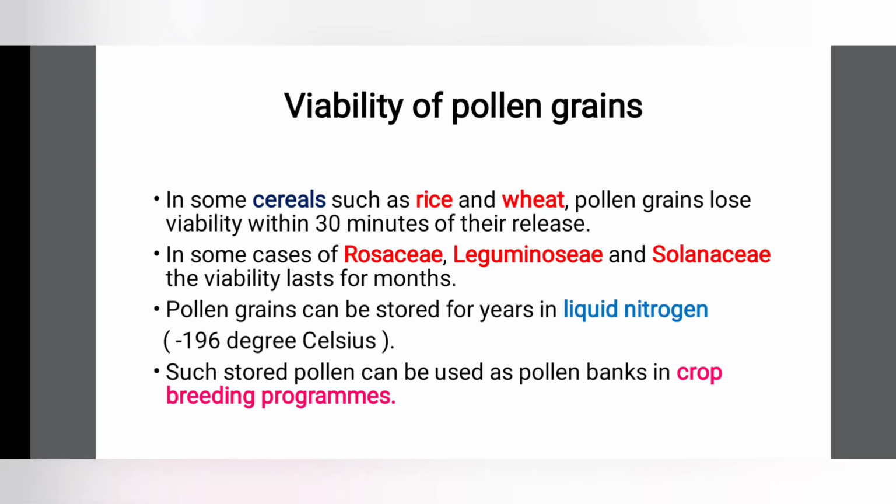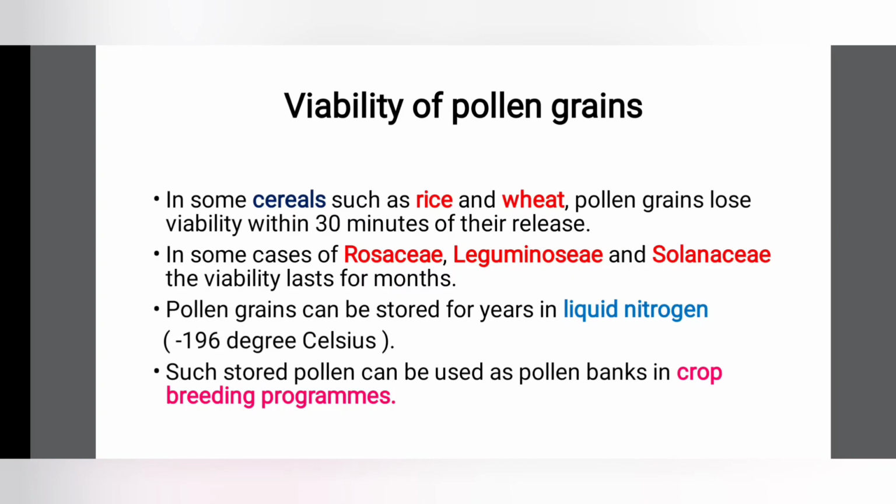Viability of pollen grains. What is meant by the term viability? The capacity of a pollen grain to remain active. This is known as viability. In some cereals such as rice and wheat, pollen grains lose viability within 30 minutes of their release. But in some families of plants like Rosaceae, Leguminosae and Solanaceae, the viability lasts for months. Pollen grains can be stored for years in liquid nitrogen.